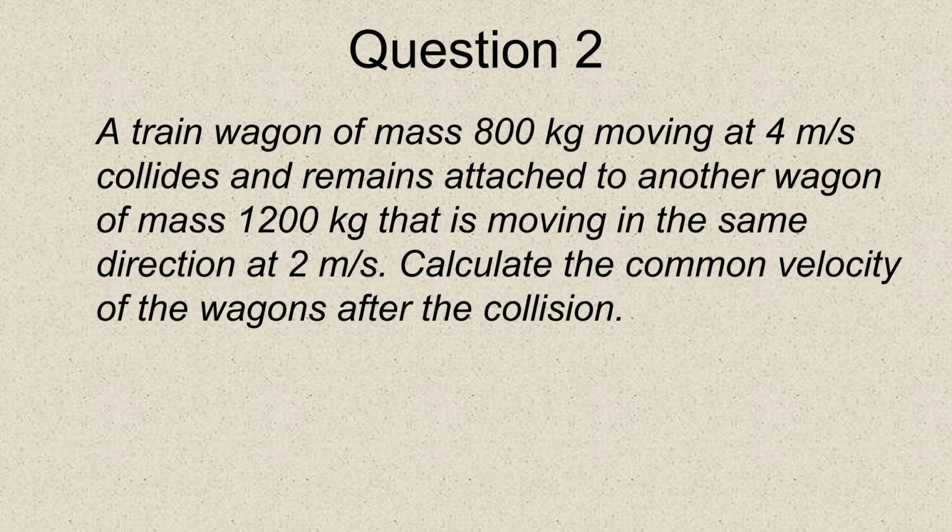Question 2. A train wagon of mass 800 kilograms moving at 4 meters per second collides with a 1,200 kilogram wagon moving in the same direction at 2 meters per second. They remain attached. Calculate their common velocity.